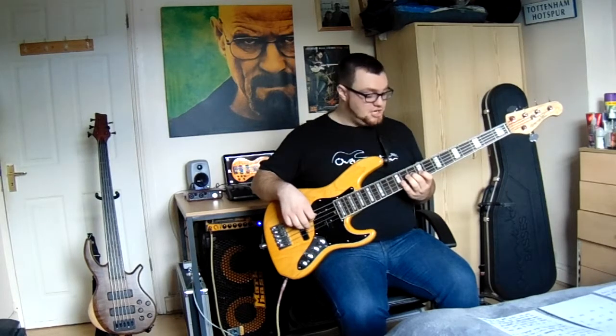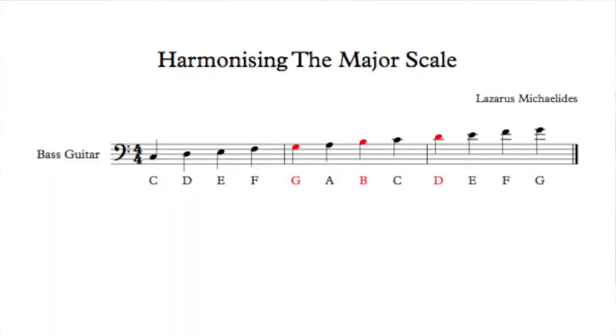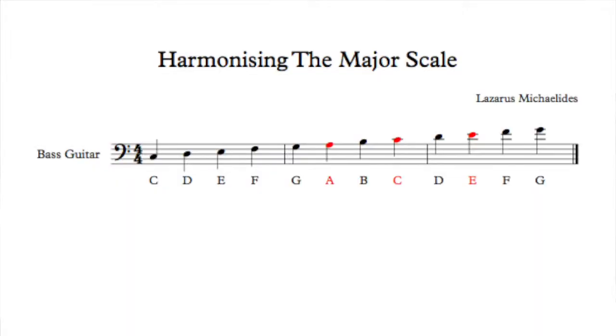The fifth degree of the scale is G. A third up from G is B, and a fifth up from G is D. So we have G, the major third B, and the perfect fifth D, giving us a G major triad. The sixth degree of the scale is A. A third up from A is C, and a fifth up from A is E. So we have A, the minor third C, and the perfect fifth E, giving us an A minor triad.